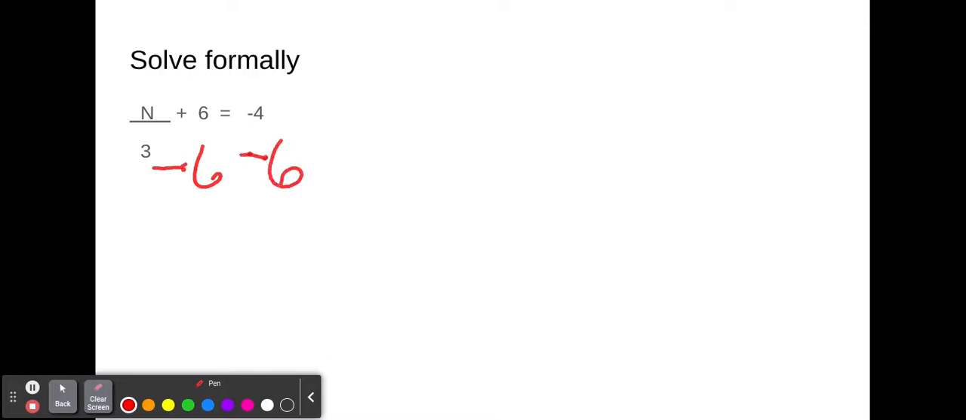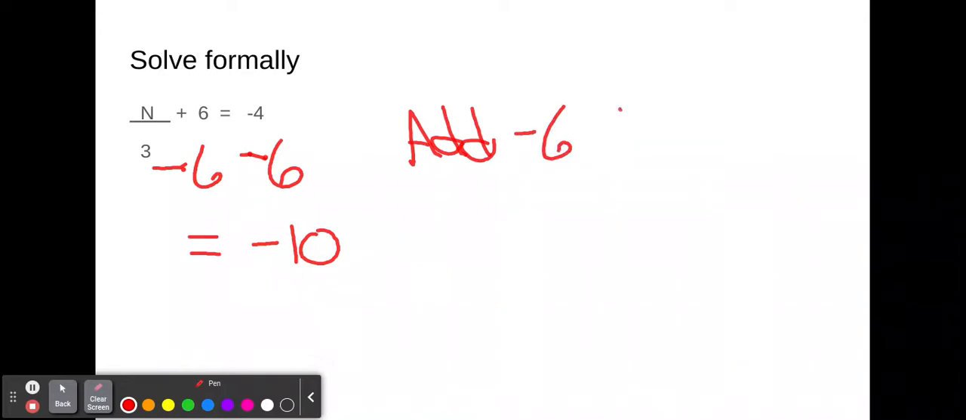Okay. Ooh, we got a negative. Okay. So -4 minus 6. And again, this is our signed numbers. I'm not sure how good each of you are in understanding that idea, but -4 minus 6 gives us a -10. This is where I like to think of it as adding a -6 to both sides.